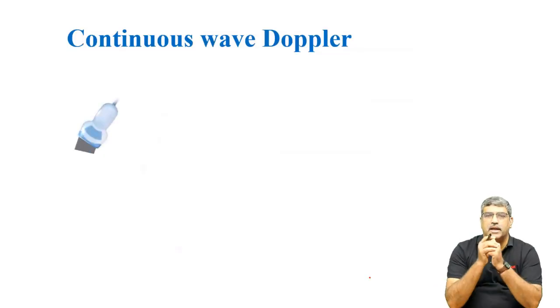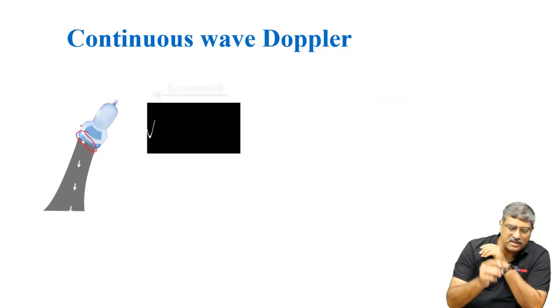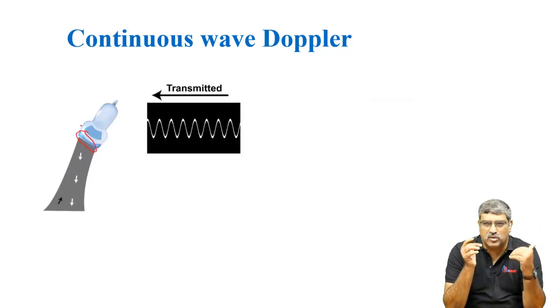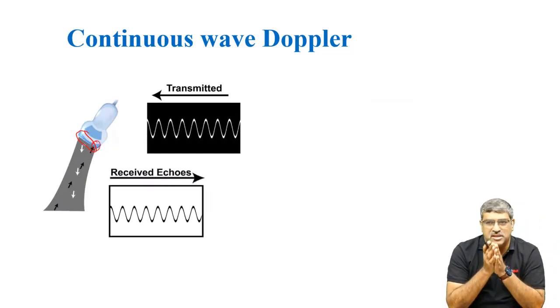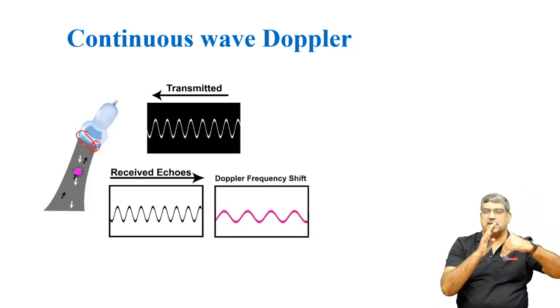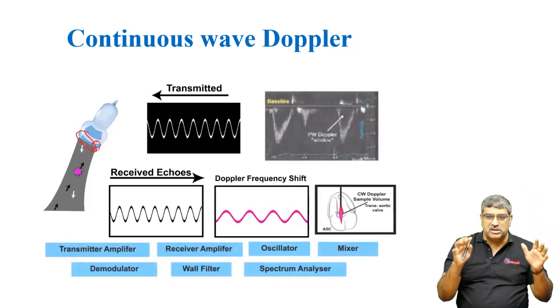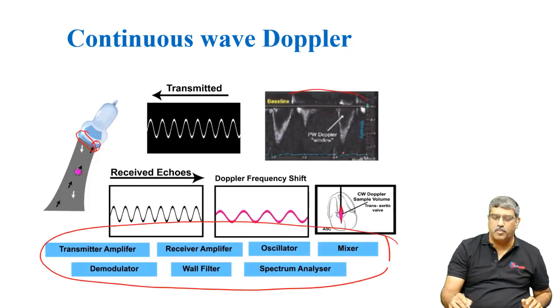Now coming to the next important part, continuous wave Doppler. Here you have one piezoelectric crystal which transmits the sound, and the same piezoelectric crystal will receive the sound. Okay, one sends the signal, another receives the signal, and it undergoes a sequence of 7 steps before getting a Doppler image.